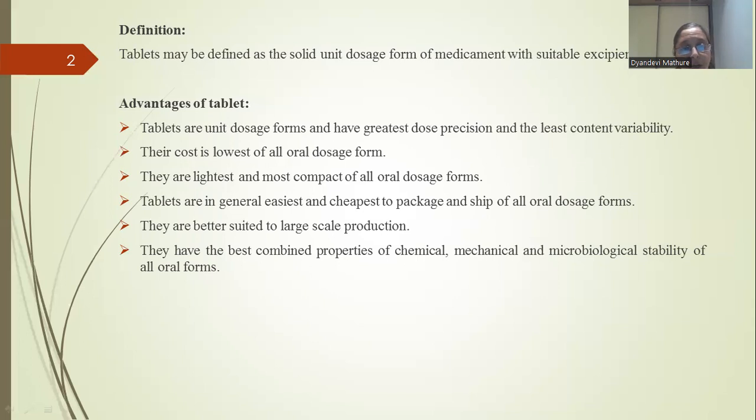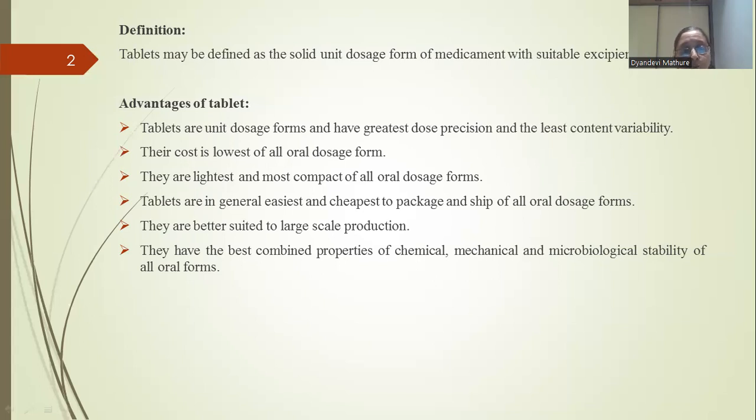Tablets in general are easiest and cheapest to package and ship of all oral dosage forms. Being a solid, unit dosage form, they are generally easiest and cheapest to package. In the case of capsules there are cap and body, so it is very difficult to pack. In comparison to the capsule, tablets are easy to pack, cheapest to pack, and easy to ship also.